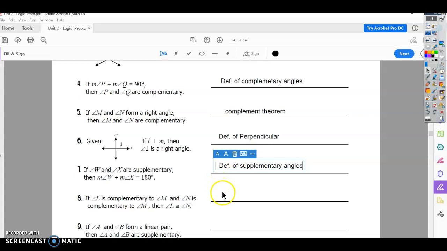All right, number 8, if angle L is complementary to angle M and angle N is complementary to angle M, then the measure of angle L is congruent to the measure of angle N. So this is the congruent complement theorem.